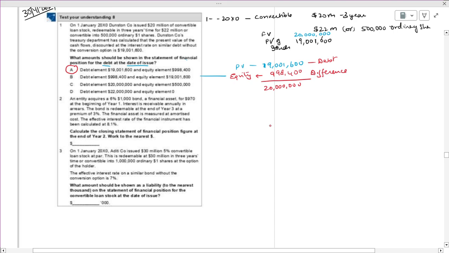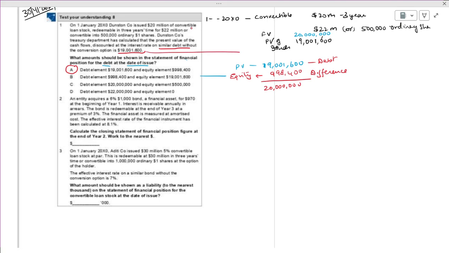Debt is how much? Debt is 19,000. Okay, they have mentioned here similar debt without conversion option. What is the value of debt? The value of debt is 19,000, and the difference is the value of equity. Total value is how much? 20 million. Is it okay, Hussein? Yes. Is it clear? Yes, doctor.